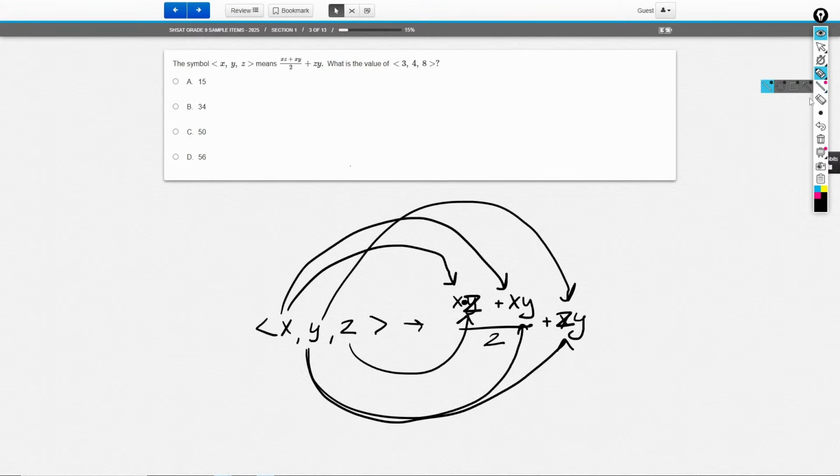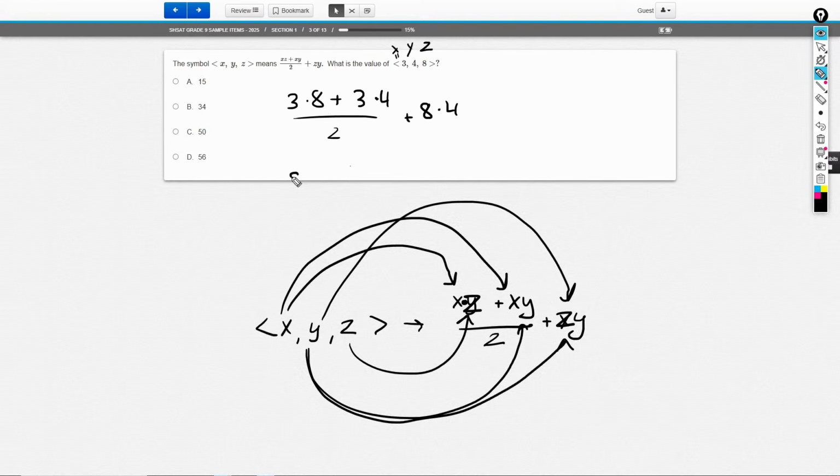So to evaluate this, just plug in the values as they appear here. So we know that 3 is in the first position, so that's x. 4 is in the second position, that's y, and z is in the third position, so 8 has to be z. All right, now plug it in. X is 3, so we have 3 times z, which is 8, plus x is 3, and y is 4, so plus 3 times 4 divided by 2, plus z times y, z is 8, y is 4.